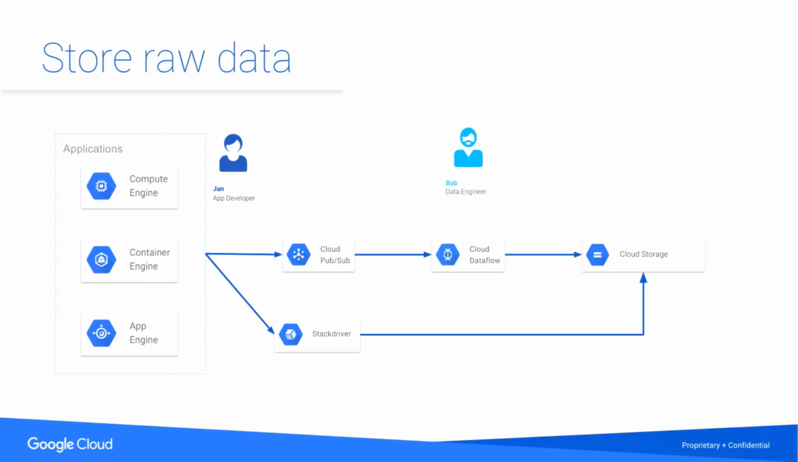So Jan, our application developer, is going to have Compute Engine, Container Engine, and App Engine, and they're going to be publishing events. They're going to be creating logs. And so those events need to be processed, and then they need to be published into something like Cloud Storage. And her logs, she would like to be taken care of automatically. So they will go to Stackdriver, our logging framework, and then they will be exported to Cloud Storage as well. And then these can be used for new purposes.